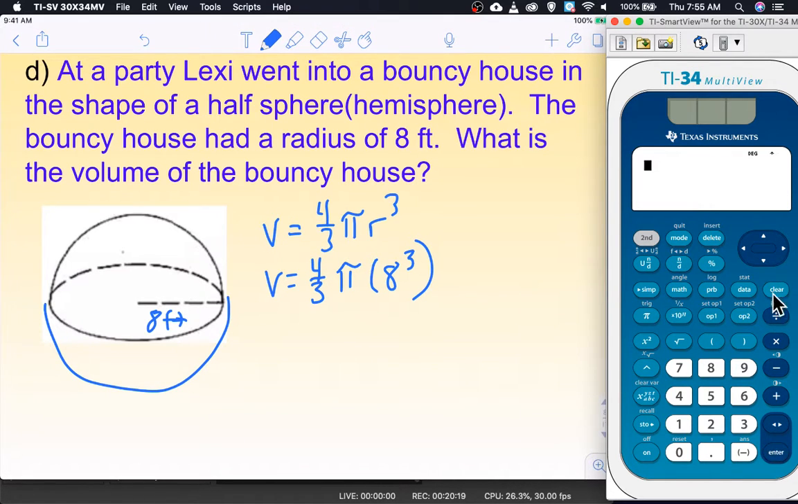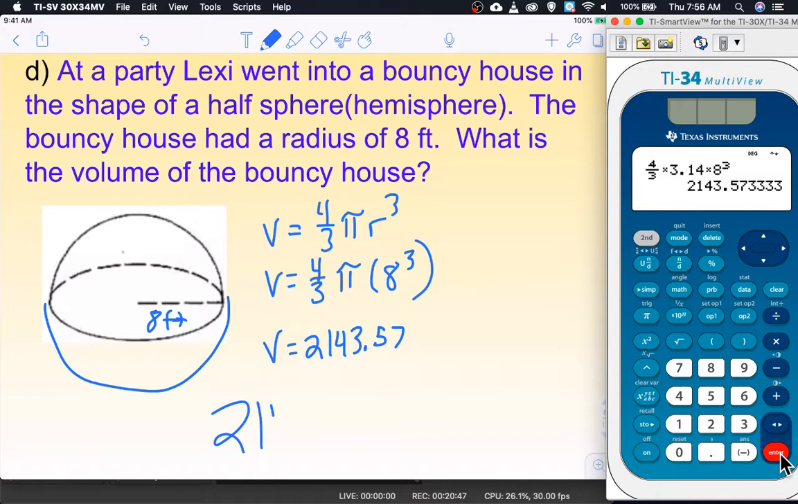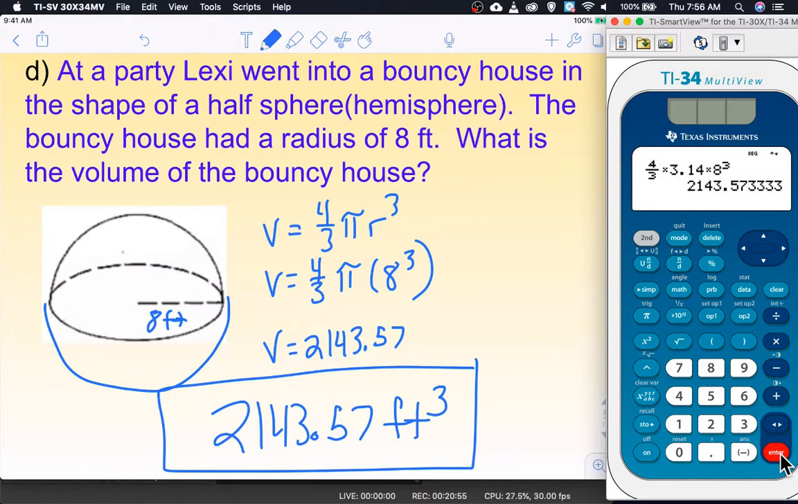This I can type in my calculator now. 4/3 times pi. I like to use 3.14. If you like to use the calculator pi button, we'll get slightly different answers, but we'll still be pretty darn close. Times 8 to the 3rd power is, volume is 2,143.57. So that would be 2,143.57 feet cubed. Oopsie, I guess that's not quite done, is it?